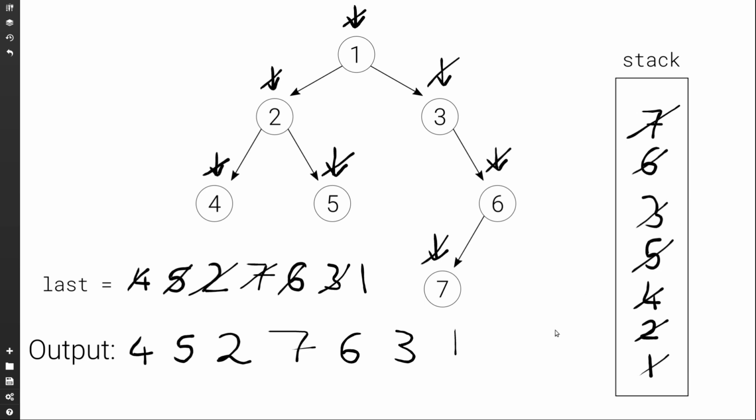If we look at the final output, we have 4, 5, 2, 7, 6, 3, 1, which indeed is a post-order traversal of this tree. Let's see how to actually implement this.